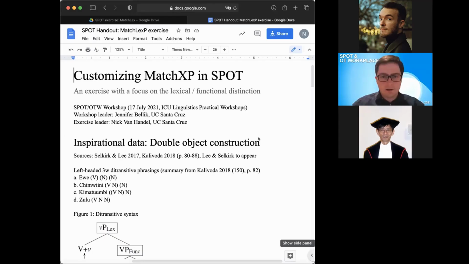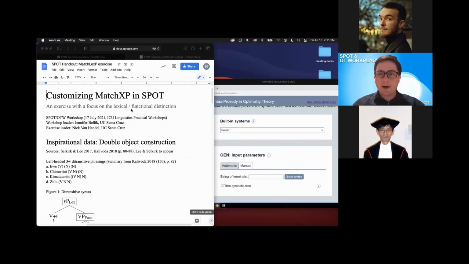And so I'm going to be leading us on, I'm going to share my full screen, an exercise looking at how we can implement the lexical functional distinction in SPOT. In the chat, I think there might have been a wrong link. So here's a link to the Google Doc where you can find the exercise that we're going to work through.